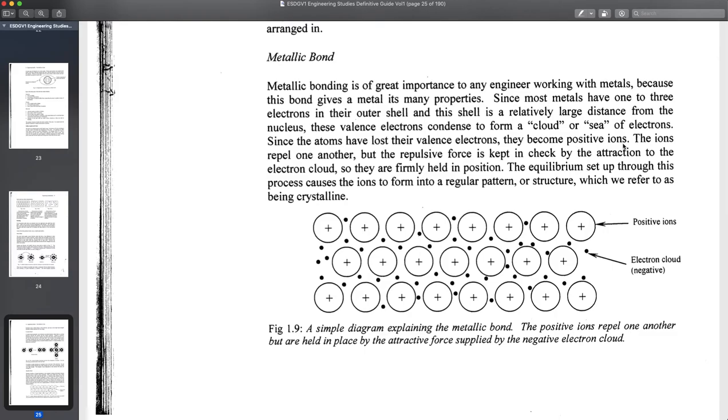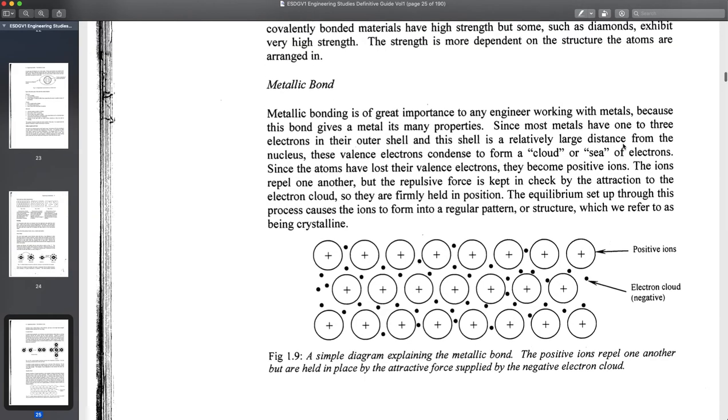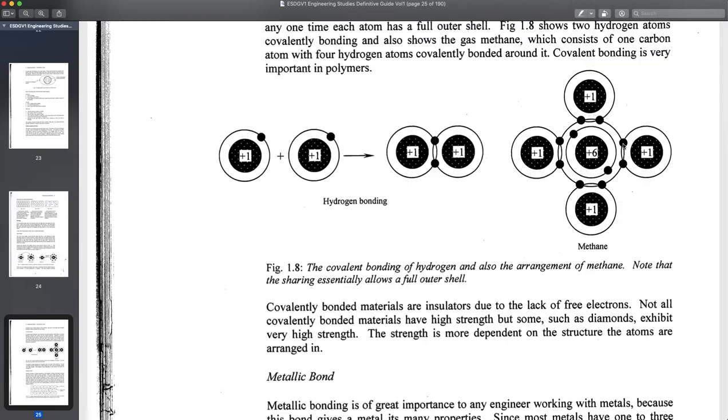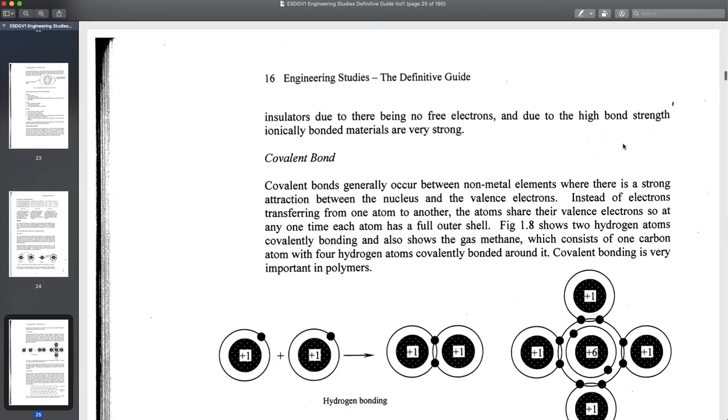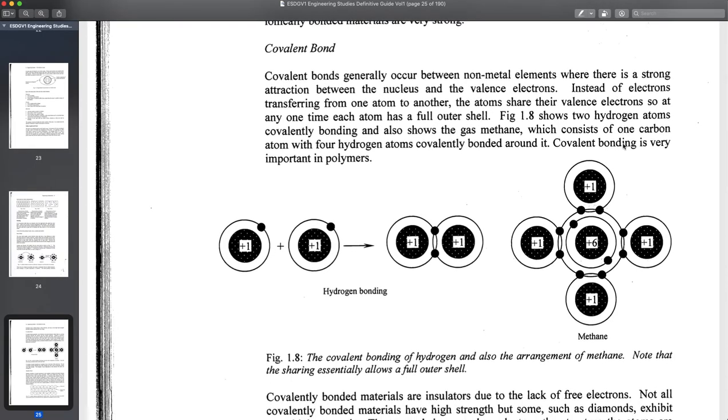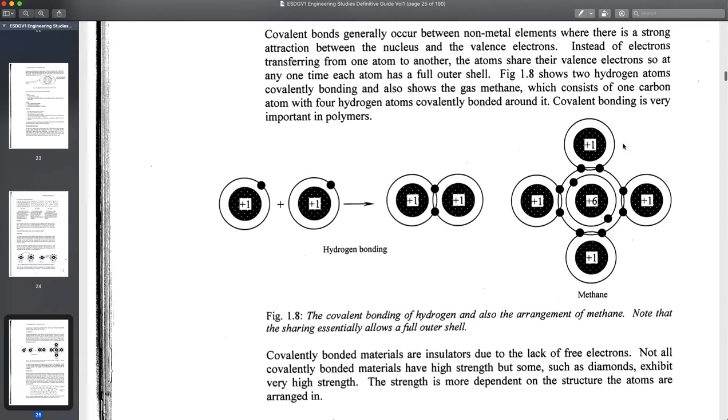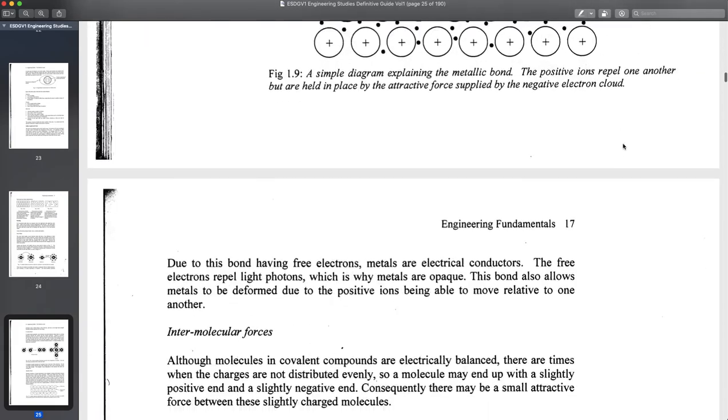Now, it's worth mentioning things like water. Water is a covalent bond. Water cannot conduct electricity. But when you dissolve salt, an ionic bond, into water, suddenly those sodium ions and those chlorine ions can carry charge and they can conduct electricity. Okay.